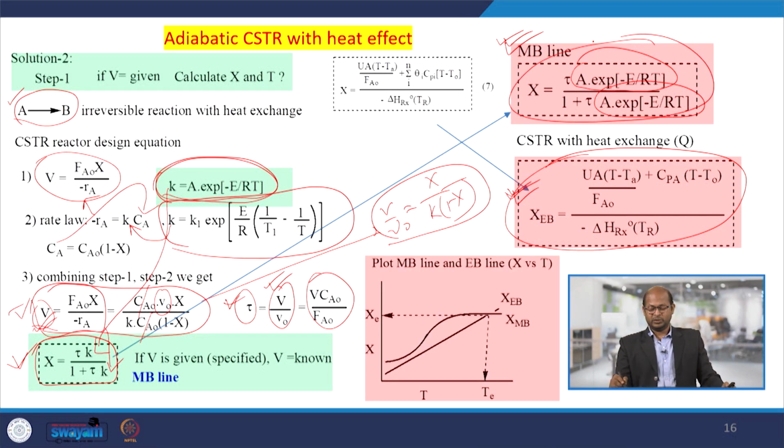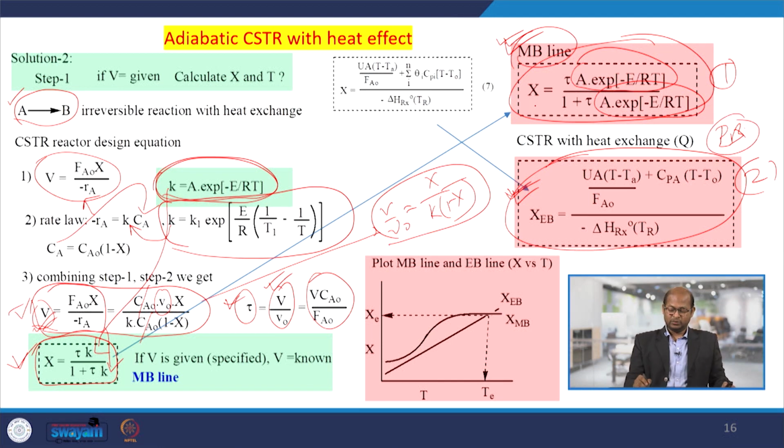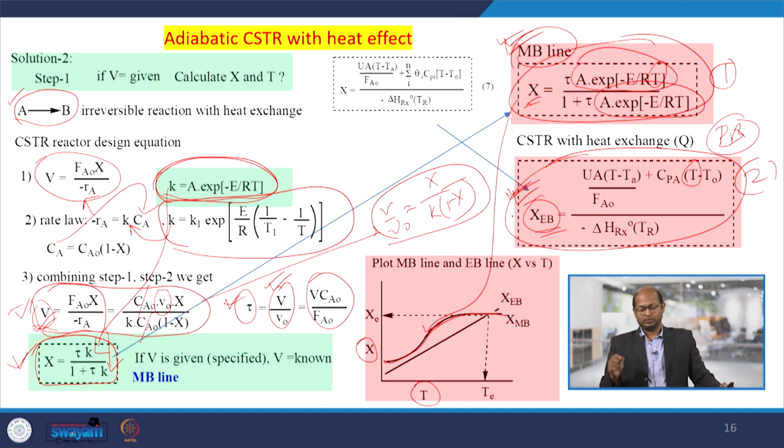Now both equation 1 and equation 2 we know. This is called the material balance equation, and this is called the energy balance equation. On the right hand side, whatever components are there except T, the other components should be known. Then if we plot x versus temperature for the material balance equation, this S type of curve would come. And from the energy balance line, except T, the other components should be known.